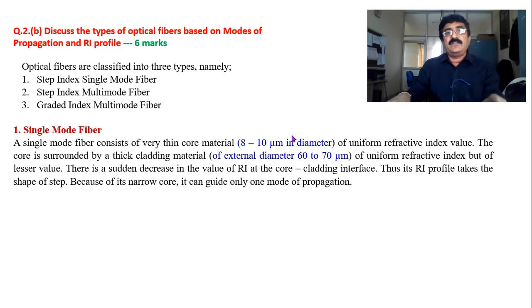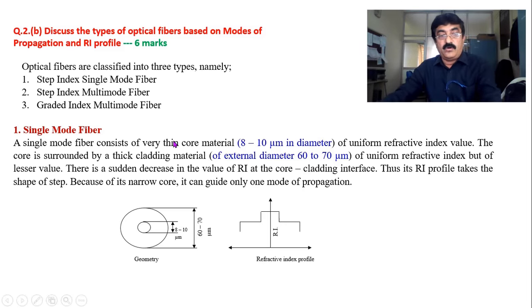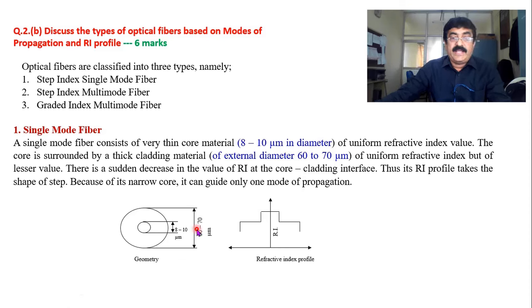Actually, it supports one signal. That is why it is called as single mode optical fiber. Okay, this is the diagram. See, core is very small, about 8 to 10. Clad is big, about 60 to 70.